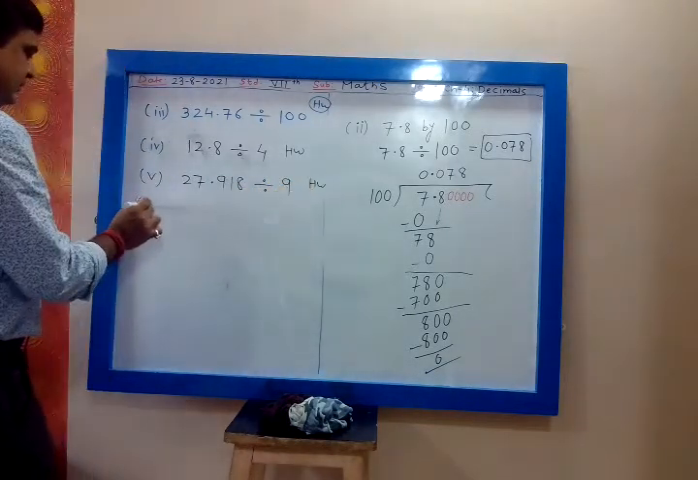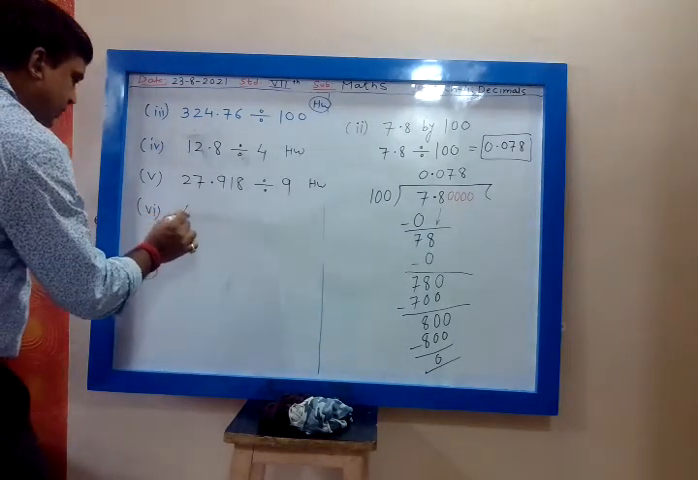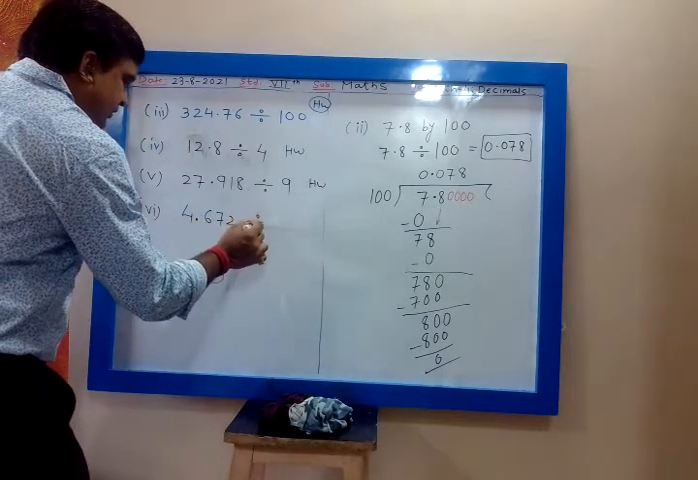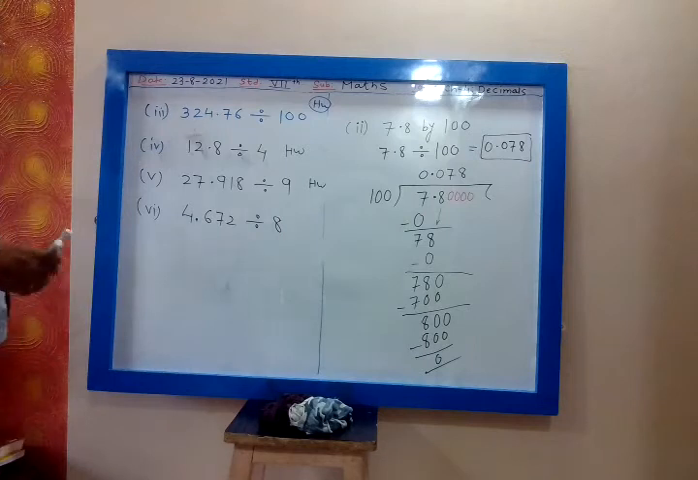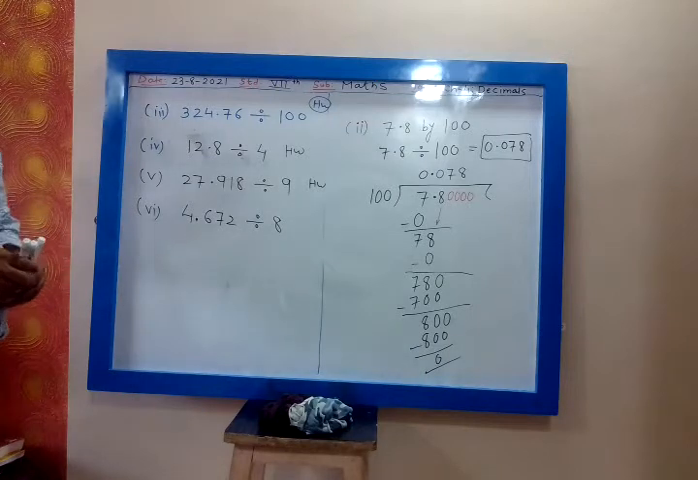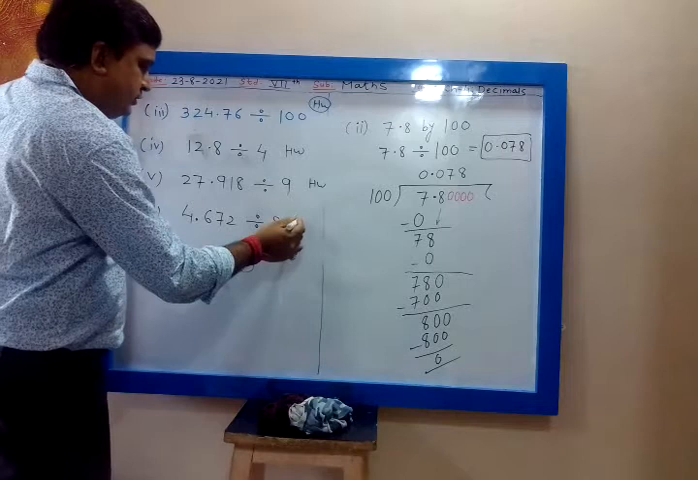Then sixth one, 4.672 divided by 8. This is 4, smaller. So first you will multiply by 0. First you will multiply by 0. Is it clear? This is 4. Chalo, homework.